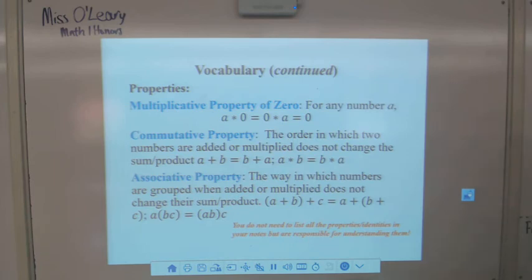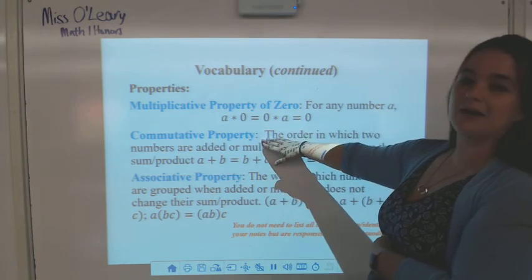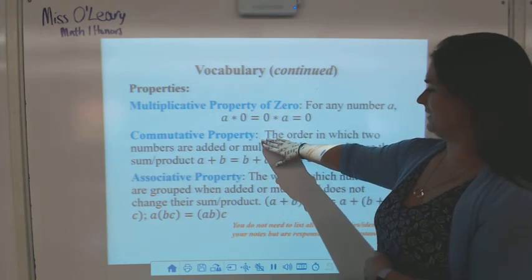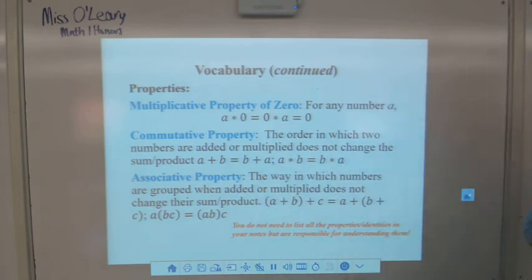Another property is the commutative property, so commuting things. So the order in which two numbers are added or multiplied does not change the sum or product. This is not true about subtraction or division. So commutative property of addition and multiplication. Same thing, we have the associative property of multiplication and addition. The way in which numbers are grouped when added or multiplied does not change their sum or product. These are things that you know and you maybe just don't remember the exact names of the properties.